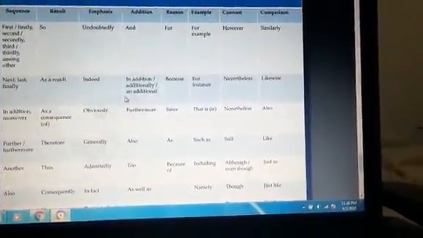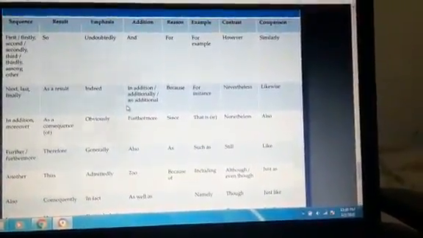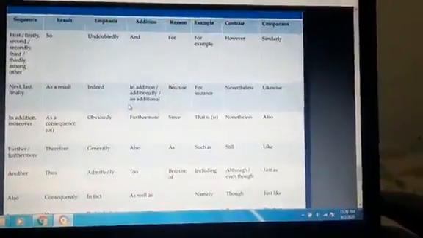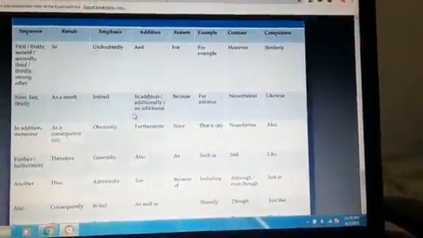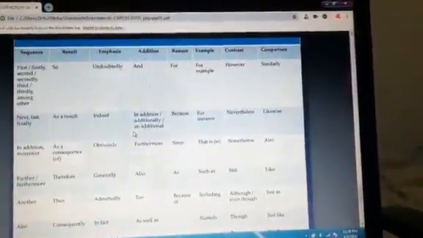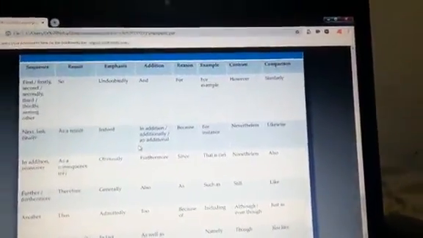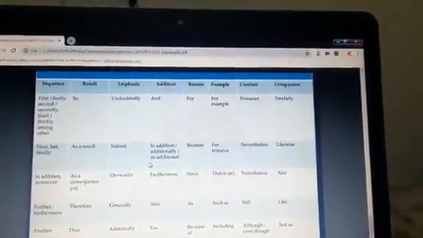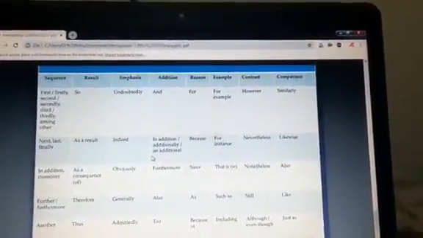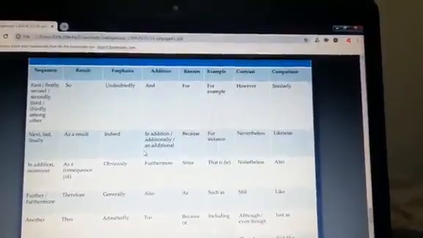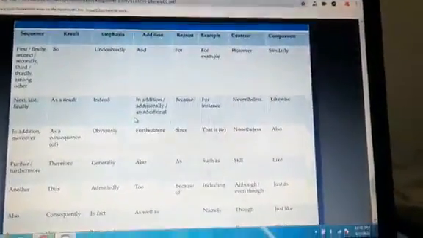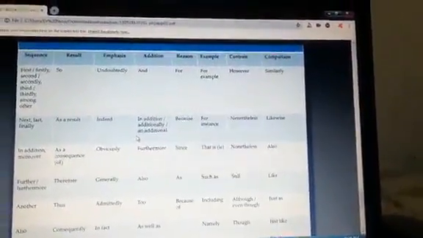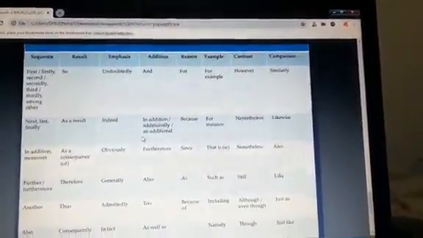Some show result: so, as a result, as a consequence, therefore, thus, many more. Emphasis is shown by undoubtedly, indeed, obviously, generally, admittedly, in fact. Some linking words are used for addition, meaning to add to or combine sentences, like and, in addition, additionally, furthermore, also, too, as well as. The reason is shown by for, because, since, as, because of.